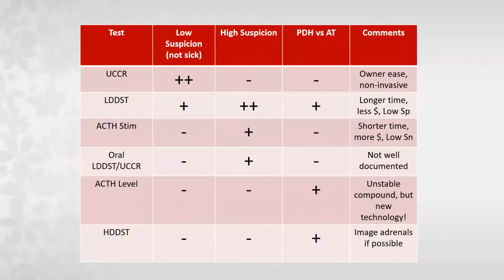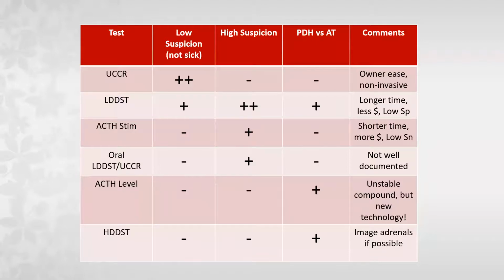This is just kind of a slide that tells you, if you have a high suspicion or a low suspicion, which test you use when. So low suspicion, use a UCCR or a low-dose dex. High suspicion, do a low-dose dex, maybe do an ACTH stim. I prefer to use ACTH stims to monitor control. ACTH level is great to determine the difference between a pituitary or adrenal dependent, as is a low-dose dex or a high-dose dex.